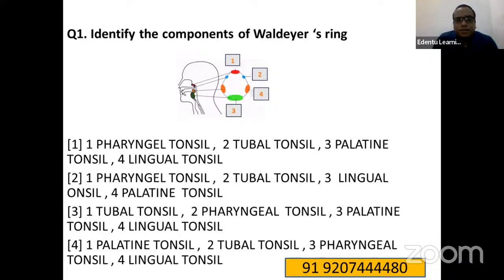Please send your answers to the WhatsApp number. You can send all the answers together. I will be asking 5 questions, and you can send all the answers together, or send the first question also, no problem. So these are your options. I'm not going to read the options, that is your work. I hope you are with me. So we have discussed 2 questions: Waldeyer's lymphatic ring, and the first question of the day also. I hope you are very clear with it.